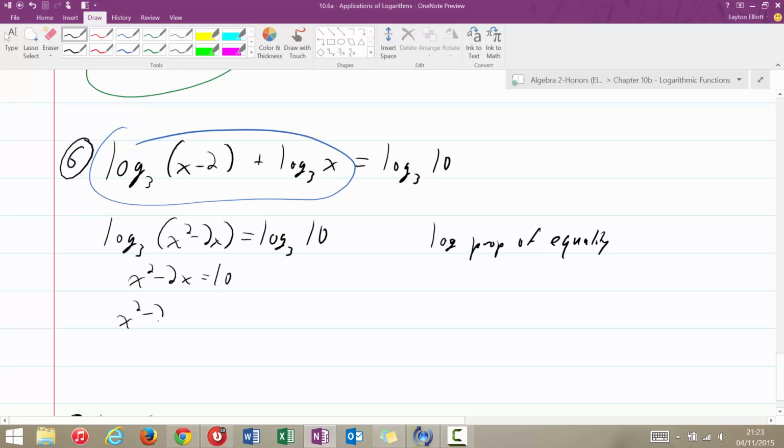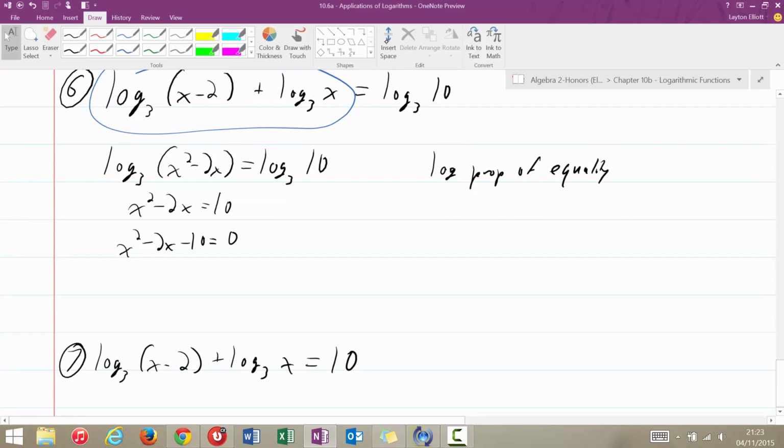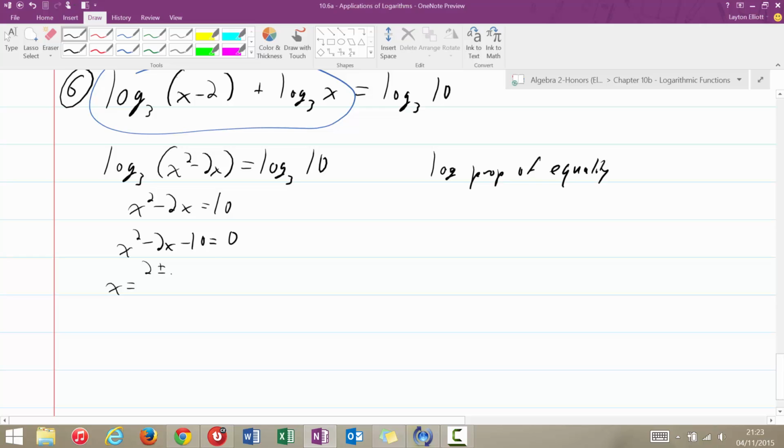So then I get x squared minus 2x minus 10 is equal to 0. I kind of threw some mean ones in there because this one does not factor. We'd have to use the quadratic formula. X is equal to 2 plus or minus the square root of 4 minus 4 times a negative 10, all over 2. Then I get x is equal to 2 plus or minus the square root of 44, so let's just say 2 radical 11 all over 2, which is equal to 1 plus or minus radical 11. I'm not done yet.